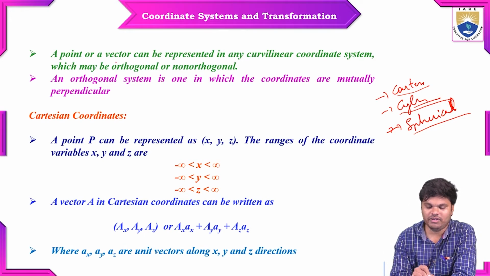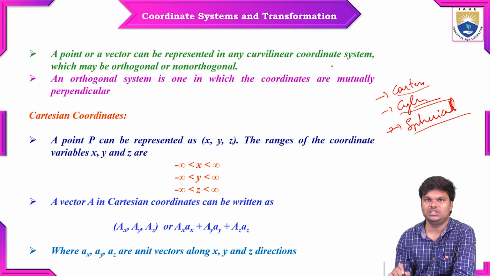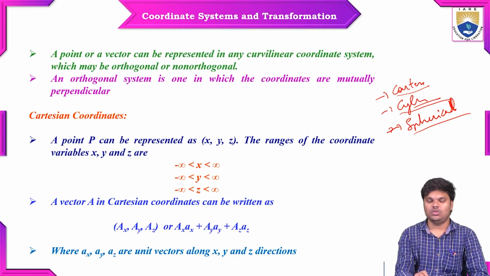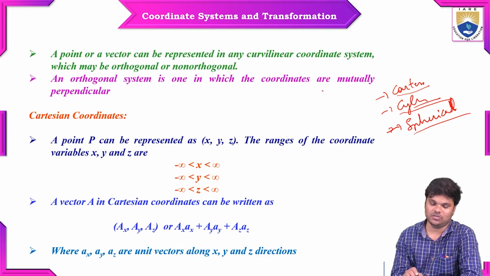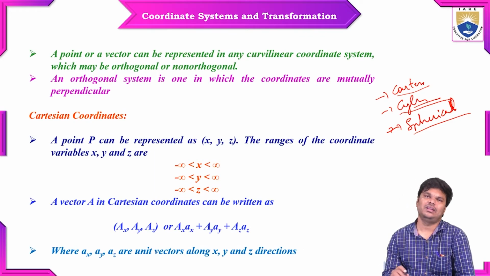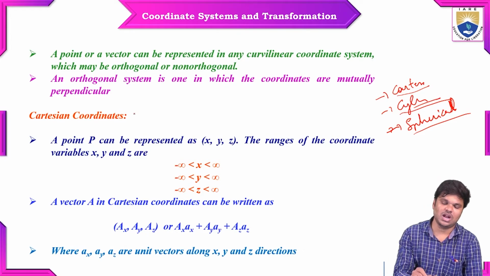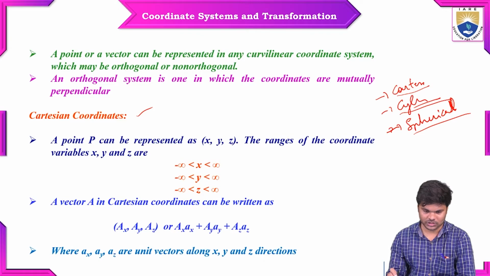A point or a vector can be represented in any curvilinear coordinate system. A curvilinear system is nothing but a coordinate system which may be orthogonal or non-orthogonal. An orthogonal coordinate system is one in which the coordinates are mutually perpendicular. If the coordinates are mutually perpendicular, then I can term that as an orthogonal coordinate system. See this Cartesian coordinate system. This is an example of an orthogonal coordinate system, right?